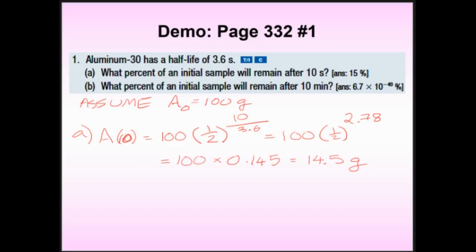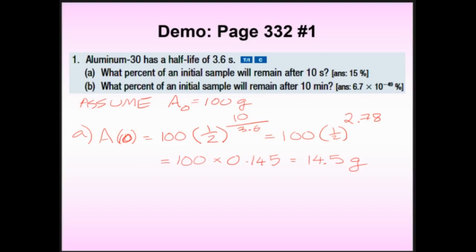You see, whenever you make your initial value 100, your answer is always going to be a percentage. Yes. Someone told me that if you raise 0.5 to the power of 2.78 as an exponent, you should get a number very close to 0.145.